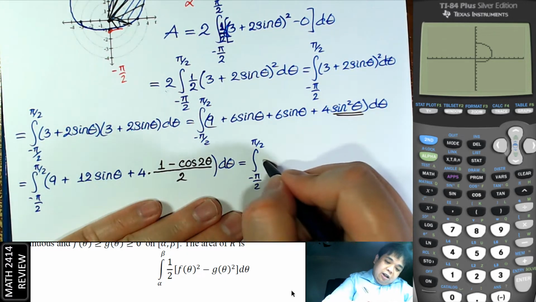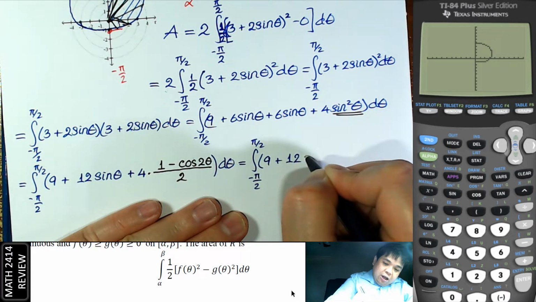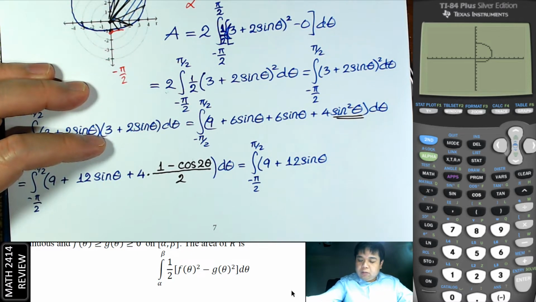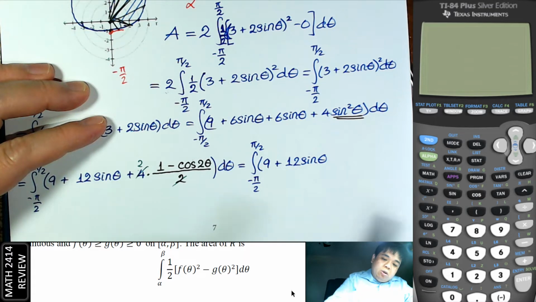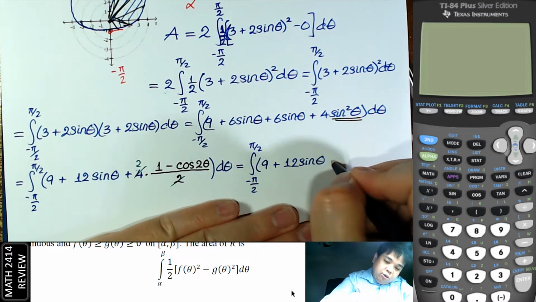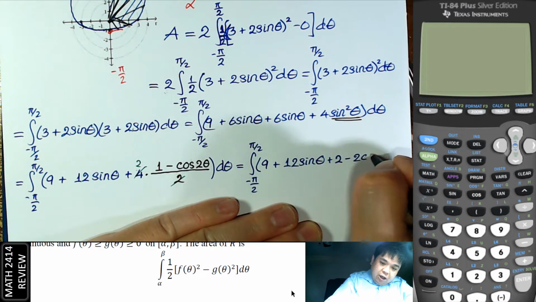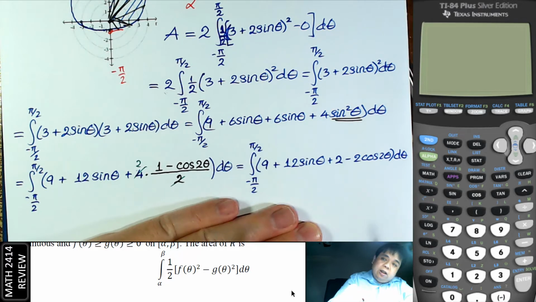So bottom line is this. We have 9 plus 12 sine theta. 4 and 2 cancel out. There is still a 2. 2 times 1 is 2. So plus 2 minus 2 cosine 2 theta d theta. Right.